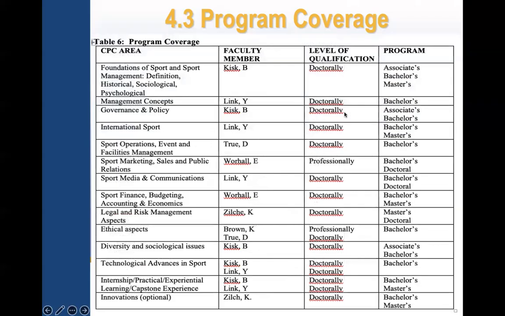Here's the next table, where you are showing how the faculty in your program are covering those CPC areas. Again, that's only for the undergraduate level degree programs. The CPC areas are listed on the left, and then you would indicate which full-time faculty member is in charge of that area, at what level they are qualified, and what degree program they teach in. So it's just another check and balance with what we're trying to put together in terms of faculty qualifications and what you're teaching.